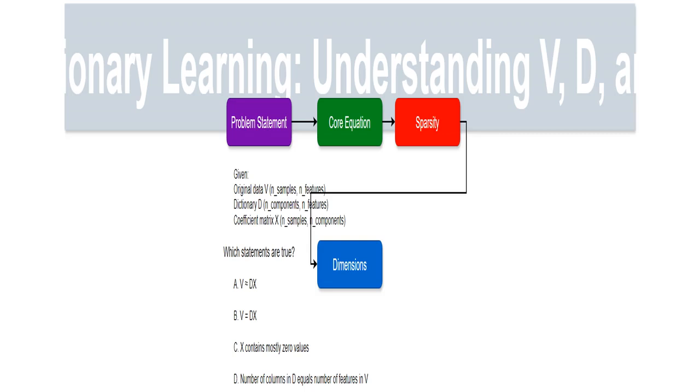I'm excited to dive into dictionary learning. We'll explore the relationship between the original data, V, the learned dictionary, D, and the sparse coefficient matrix, X. Think of it like this. We're trying to reconstruct a picture, V, using a set of building blocks, D, and X tells us how much of each building block to use.